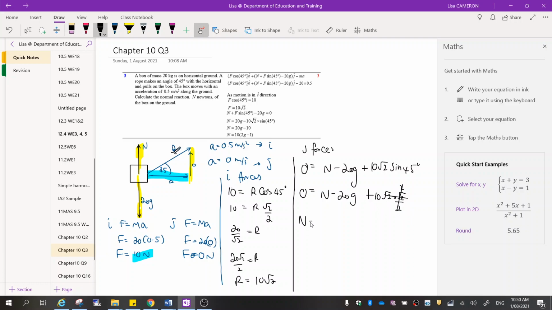So I can express my normal force as, now when I take this over, it would become negative, meaning that all the signs on this side will change. It will become 20g minus 10. If this is tech active, I'd put it into the calculator and get a real answer there. They've just chosen to factorize out the 10 to display it like this. But that's how you do it.